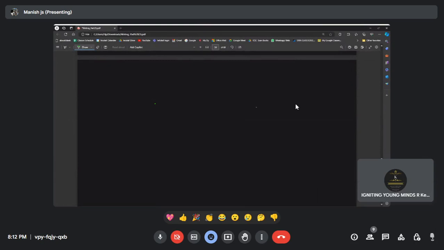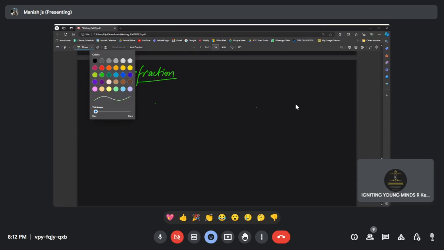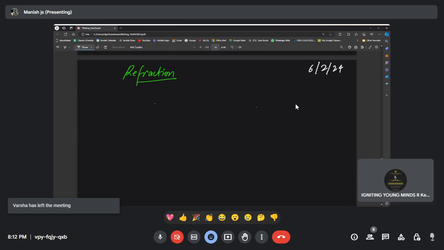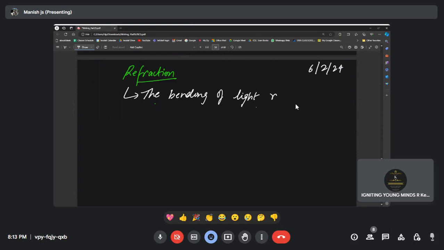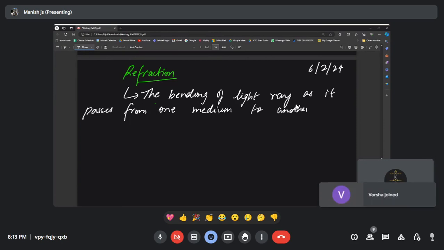So starting off with today's concept, that is refraction. What do we mean by refraction? Once again, let's have a quick recap. It is the bending of light as it passes from one medium to another. Let me write it down. It's the bending of light rays as it passes from one medium to another. We call that refraction.